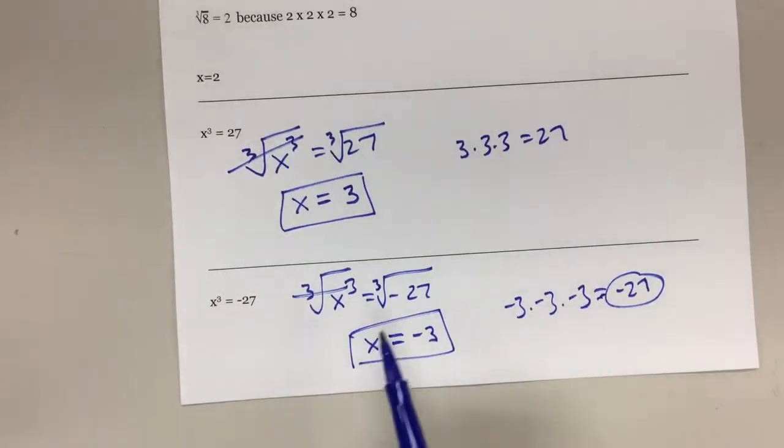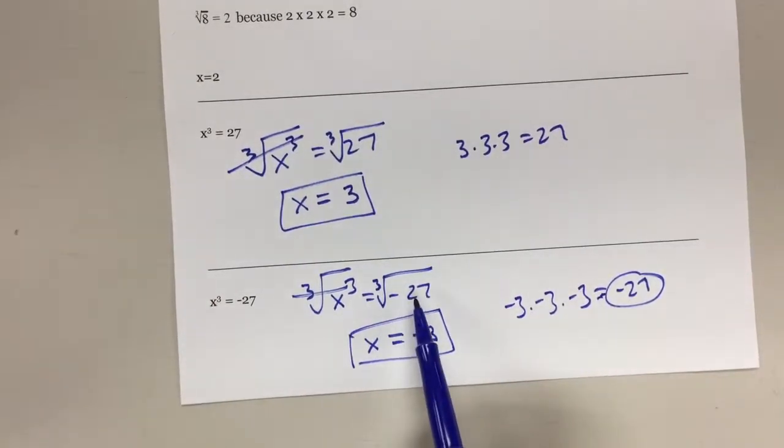So with cubed roots, you can take the cubed root of negative numbers. And that's different than when we did the square roots, because remember, you can't take the square root of a negative number, but you can take cube roots.